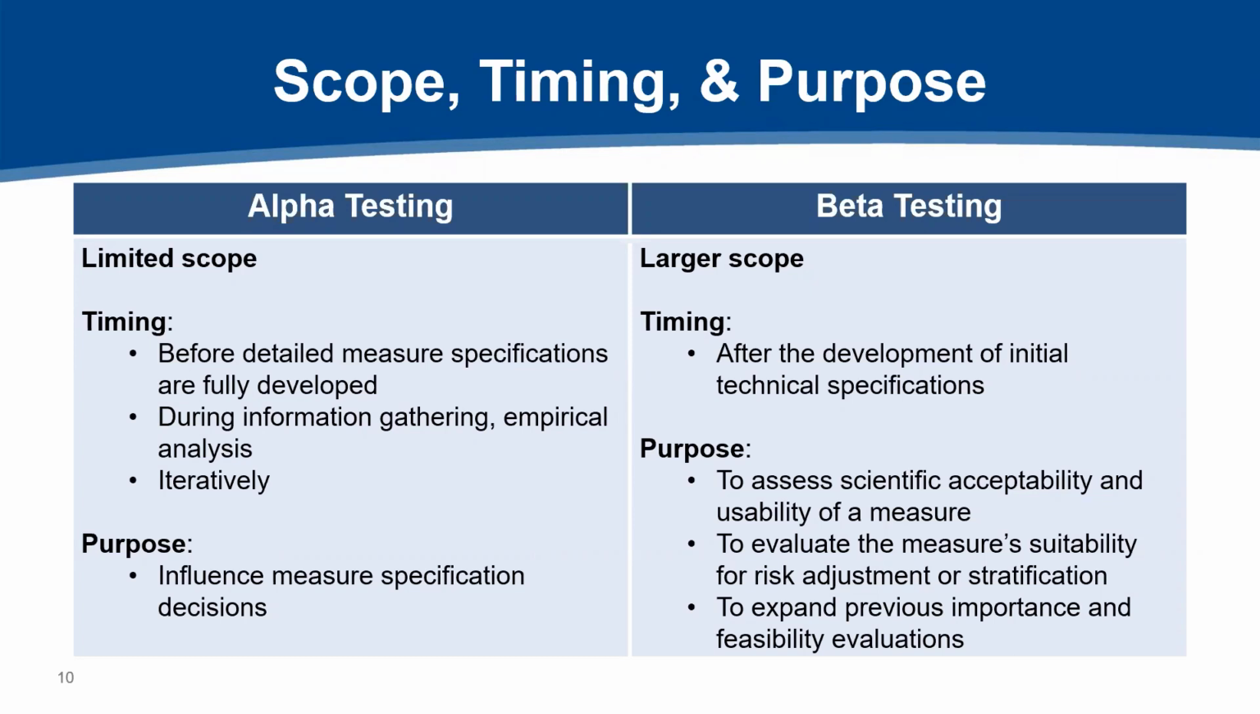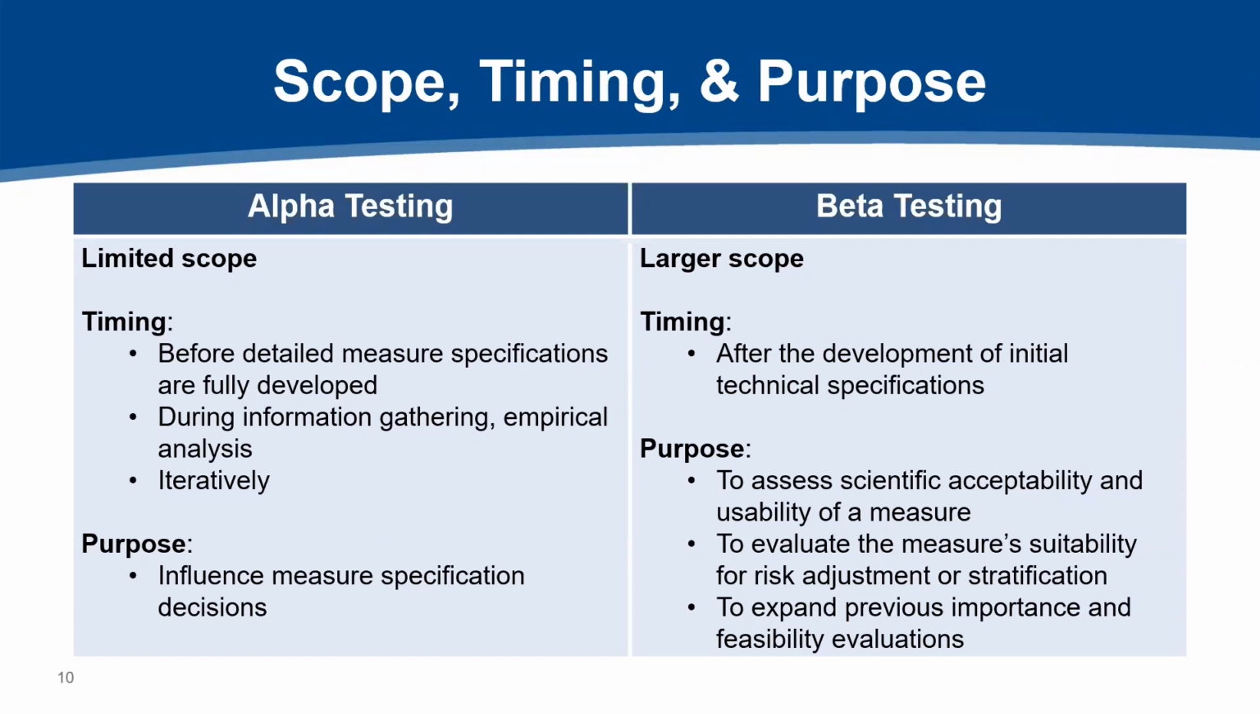So alpha testing is pretty limited in scope, meaning that you're doing just enough testing to understand variation in the data to inform specifications. And usually alpha testing does start before detailed measure specifications are fully developed. So you may have a measure concept, and you're just starting to put together the data elements and data sources that will be needed to flesh out the measure. You can start to conduct this kind of analysis as part of empirical analysis that's conducted during the information gathering step of measure conceptualization. So it happens really early on.